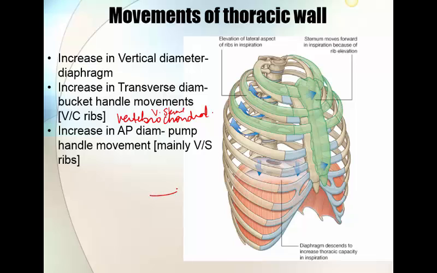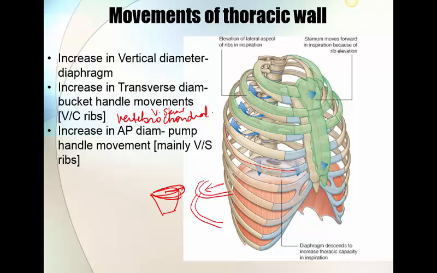The reason we say bucket handle is, if you take a bucket like this and put the handle lying by the side, that's how the ribs are. They are lying obliquely like this. So in this oblique fashion, if I take this as the radius, now if I raise this and make it straight, can you see how it has increased? So these obliquely placed ribs, when they straighten out and become more horizontal, the diameter taken on both sides increases, and it's the transverse diameter which increases.